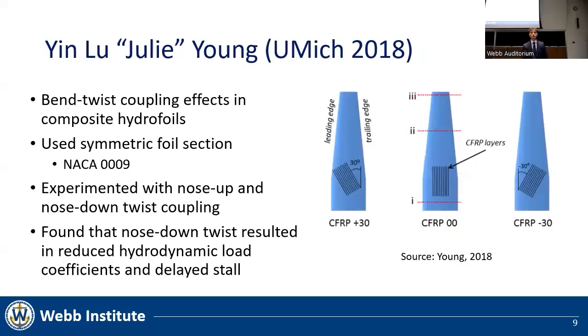In 2018, Julie Young showed that this bend-twist coupling could in fact be utilized for symmetric foils. She tested 3 foils with identical geometry, but varying anisotropic construction. She tested one foil with nose up twist, meaning that the leading edge twists to increase angle of attack, one foil with nose down twist, meaning the leading edge twists to decrease angle of attack, and one foil with no bend twist coupling. The results of her flow channel testing showed that the nose-down coupled foil had reduced hydrodynamic load coefficients and delayed stall.